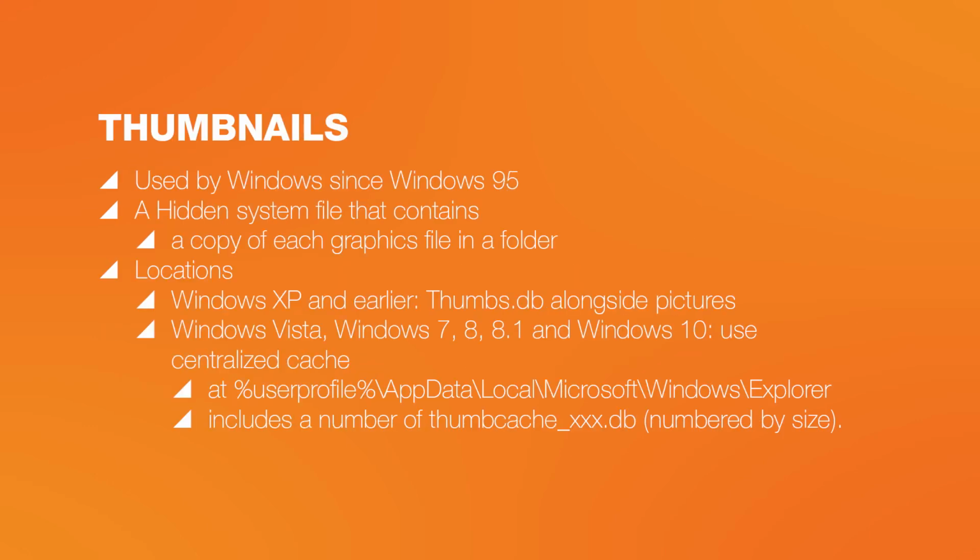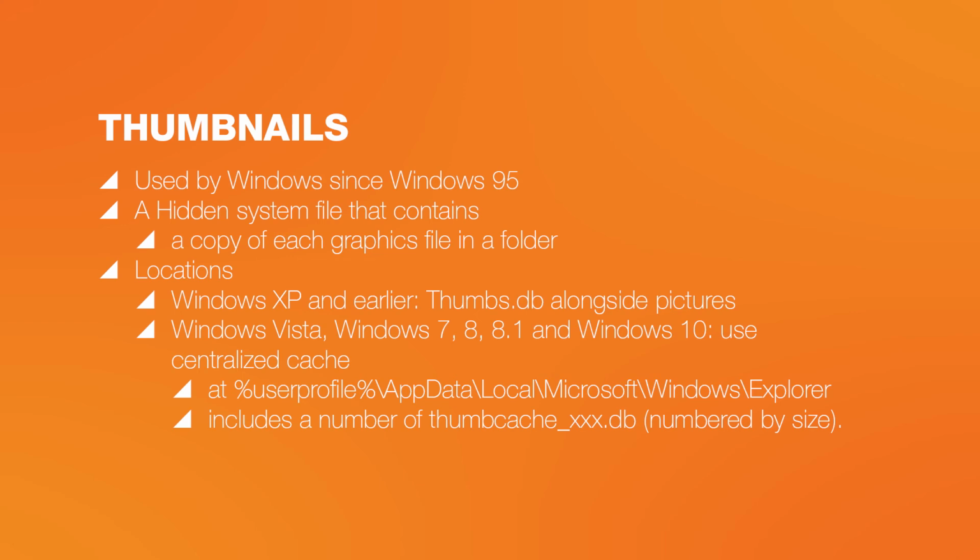Next, let's look at thumbnails, which have been used by Windows since Windows 95. The thumbnails file is automatically generated when a user views a folder that has the thumbnails option on. It is a hidden database file that contains a set of small images for every graphics file in the folder. The graphics files indexed in a thumbnails file include image files like JPEGs, BMPs, GIFs, PNGs, document image files such as PDFs, video files, and others.